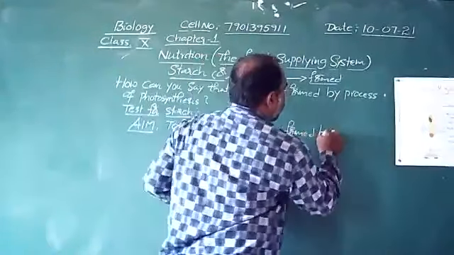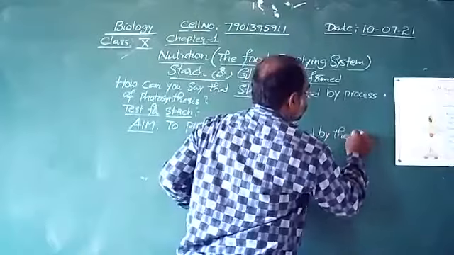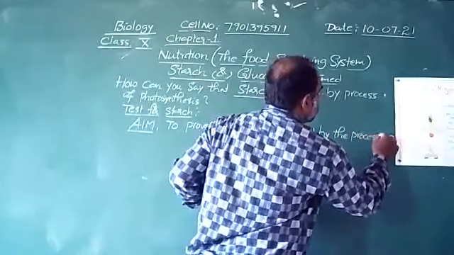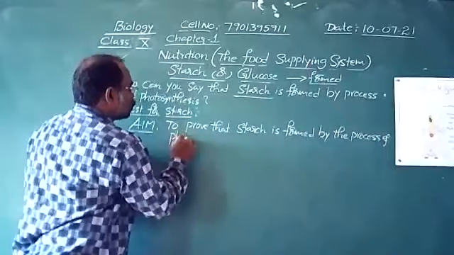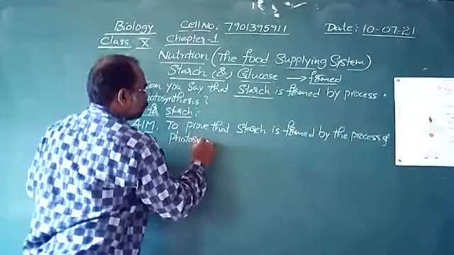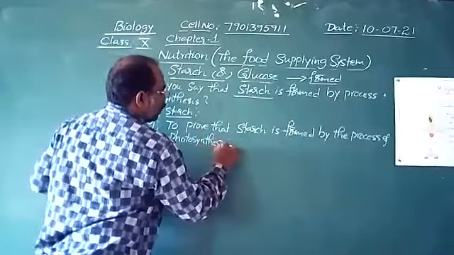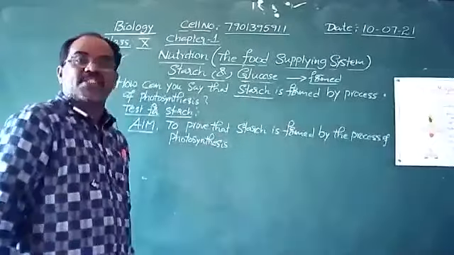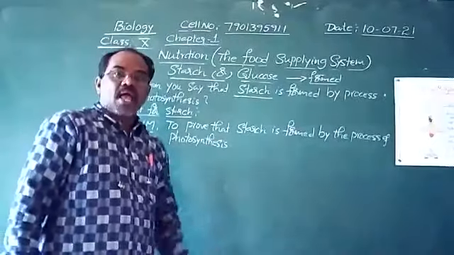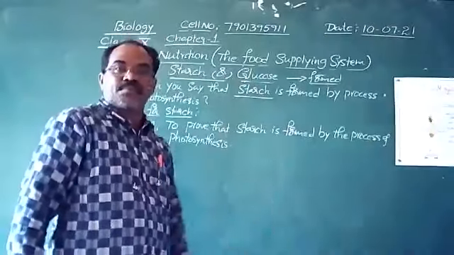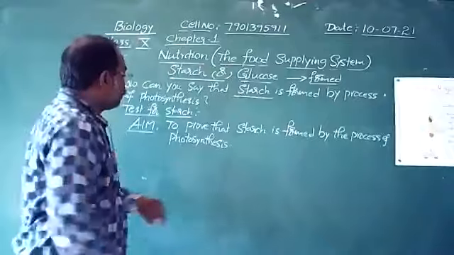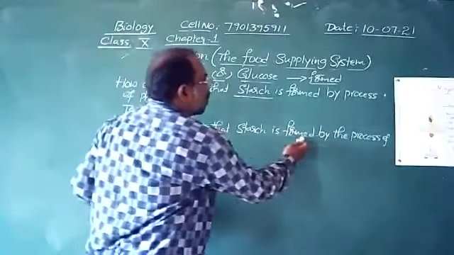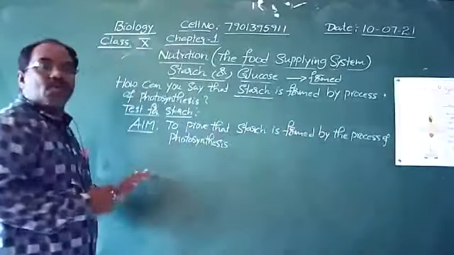Aim: to prove that starch is formed by the process of photosynthesis. Listen very carefully, very important, my dear students, from the examination point of view, an experiment based question. Academic standard: experimentation and field investigation. To prove that starch is formed by the process of photosynthesis.